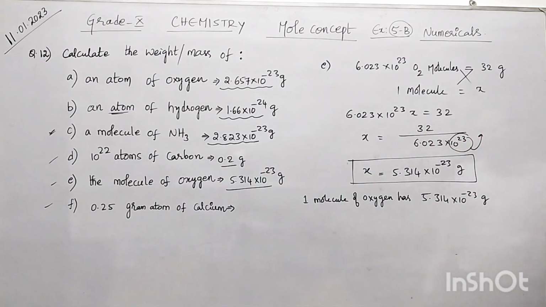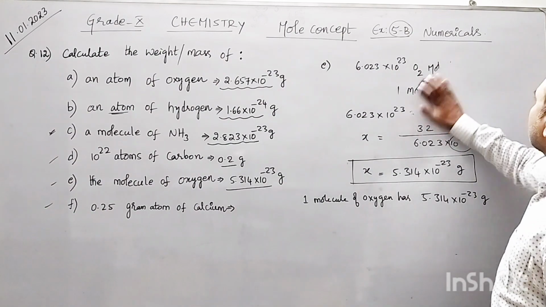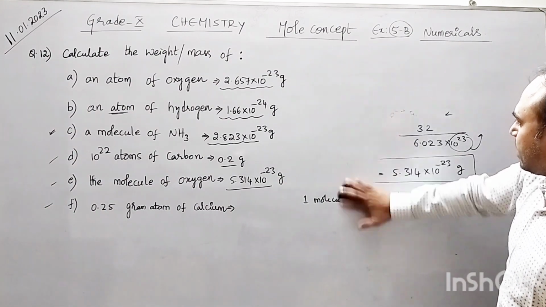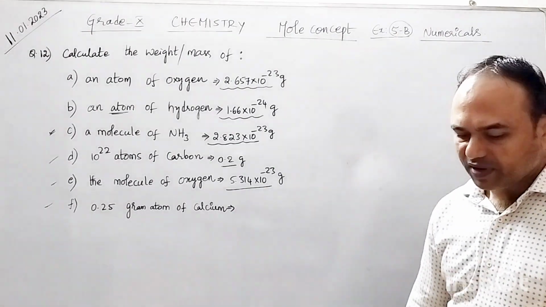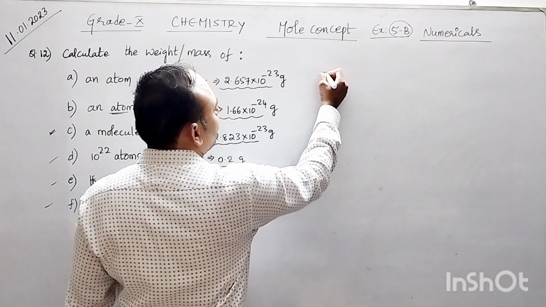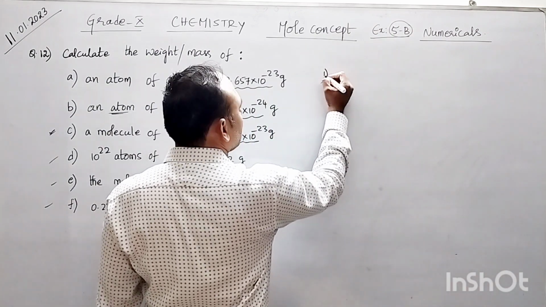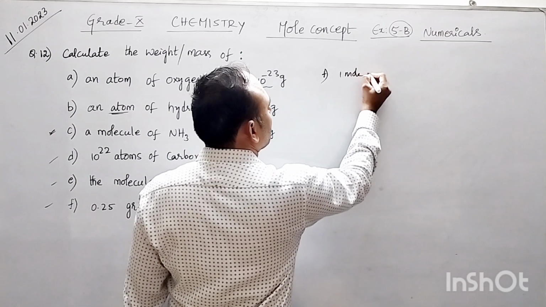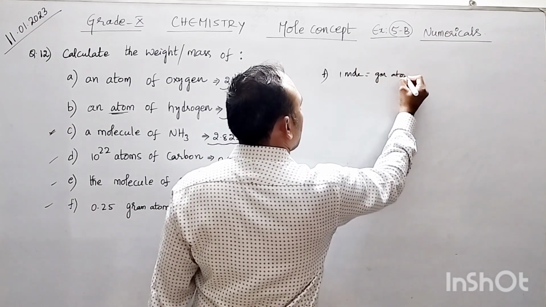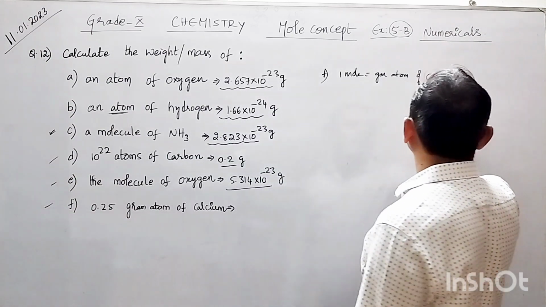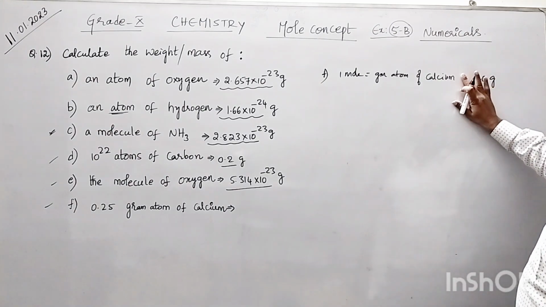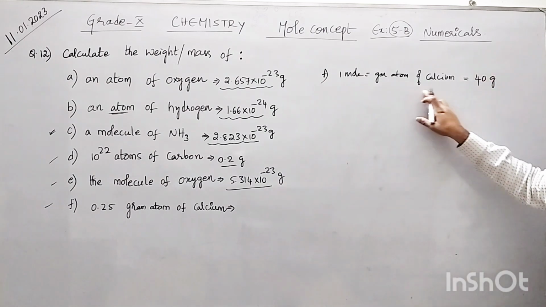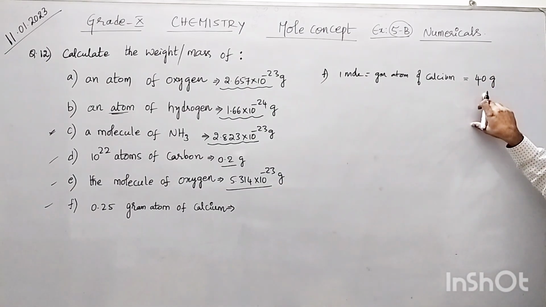So make a note of this. What is meant by gram atom? It is nothing but 1 mole of any substance. We can write it as gram atomic mass. For calcium, you know, it is 40 grams. So therefore we can write it like this. 1 mole can be considered to be a gram atom. So here, for calcium, mass is equal to 40 grams. So 1 gram atom of calcium is 40 grams.